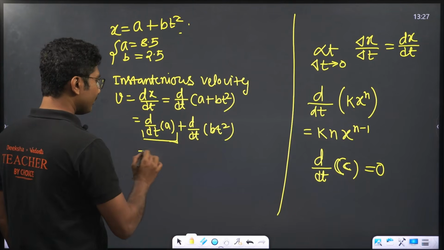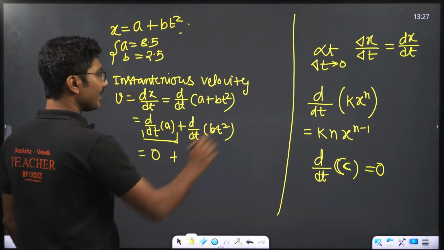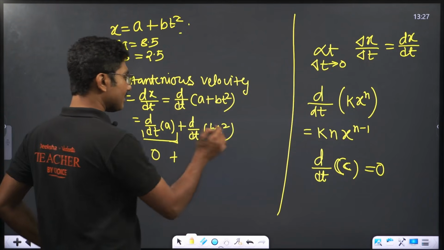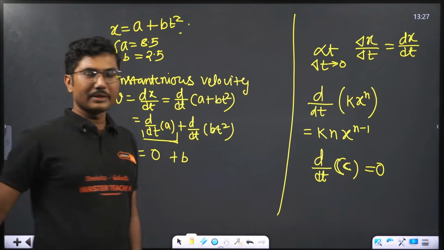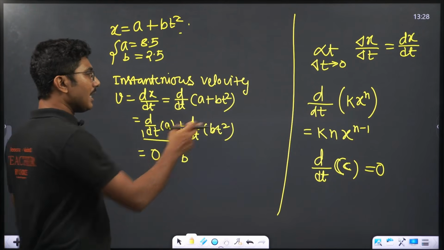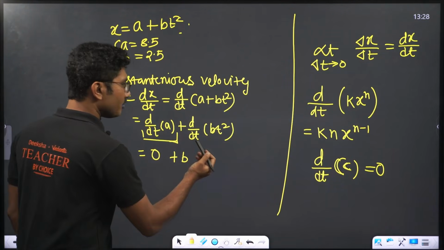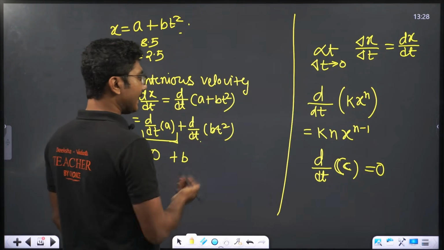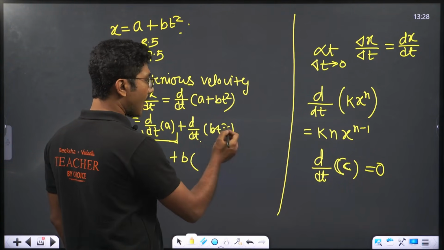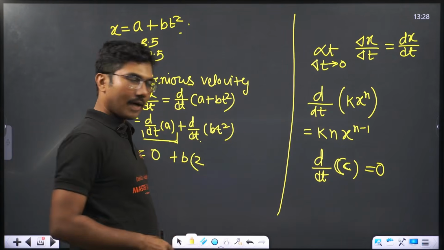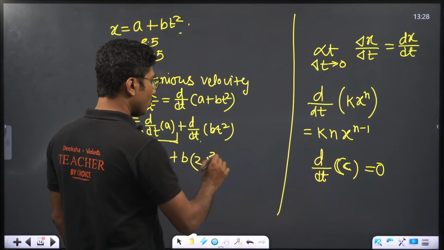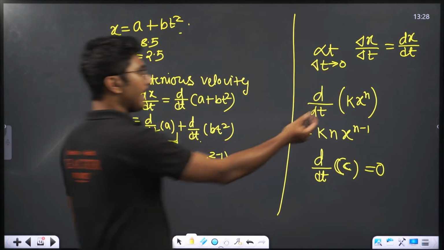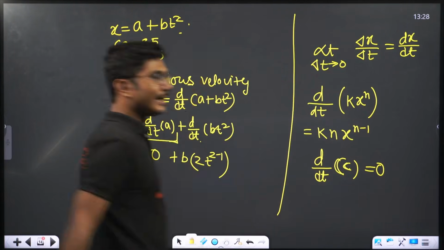Obviously this first term is a constant, so that will become 0, and this one is in the form of k x to the power n. Here instead of k we have b, so b comes out of the differentiation as it is, no change. Now t square is our variable, so the variable needs to stay the same. Now you have to differentiate. Power 2 will come out, and because we have taken 2 out, the power will be reduced by 1. So n comes out and the power becomes n minus 1.